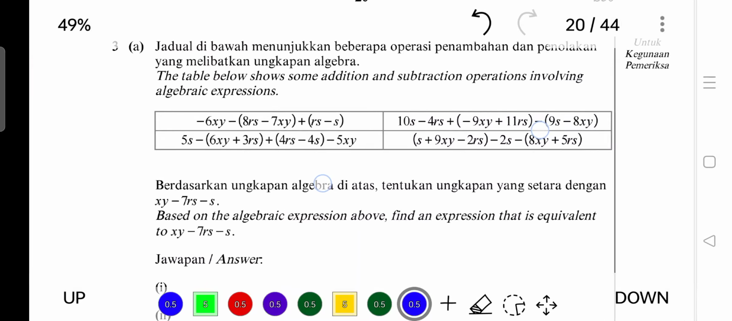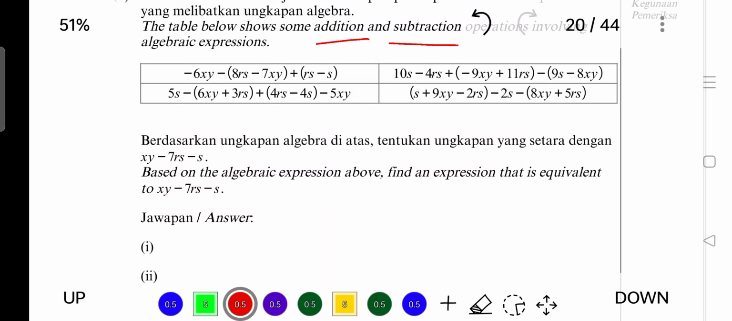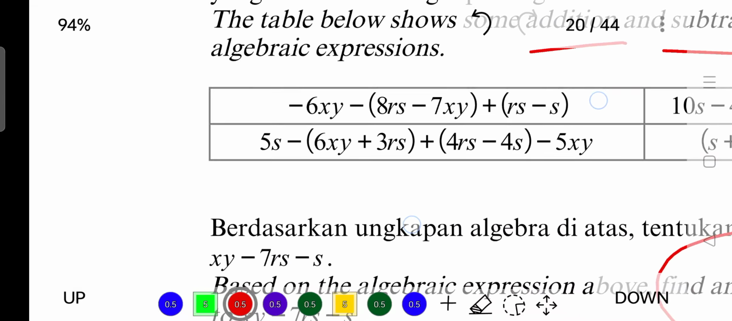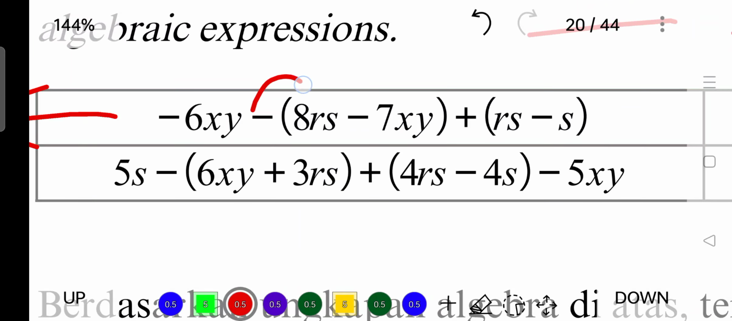Question 3. The table below shows some addition and subtraction operations involving algebraic expressions. Based on the algebraic expressions above, find an expression that is equivalent to xy. Equivalent, that is the keyword here. So that means we have to check one by one, right? Let's do the first one first. Negative 6x, we are going to plug this in.